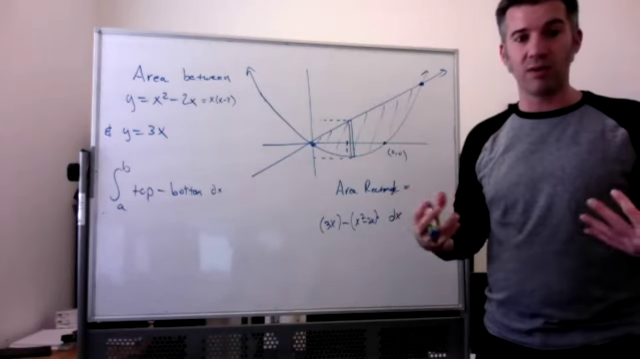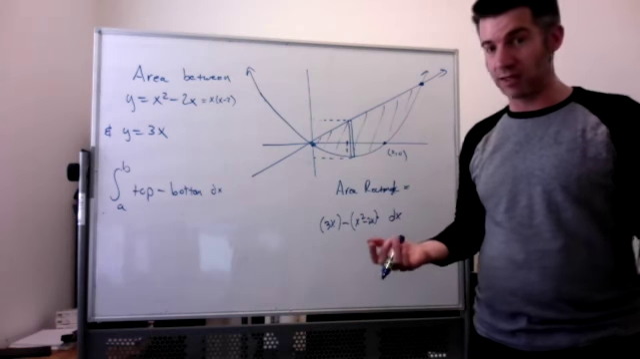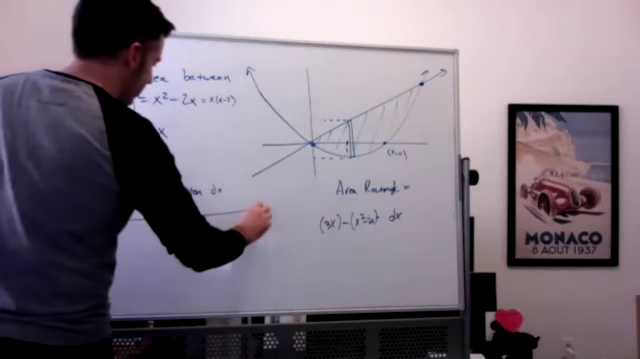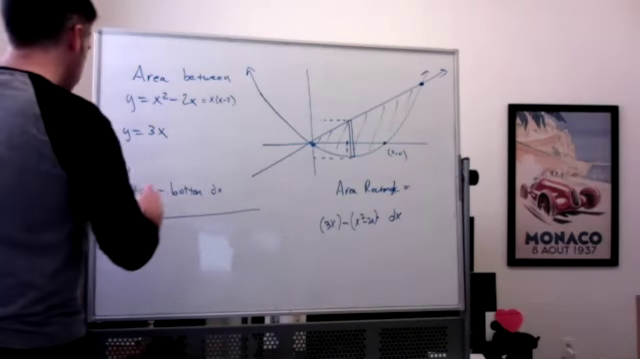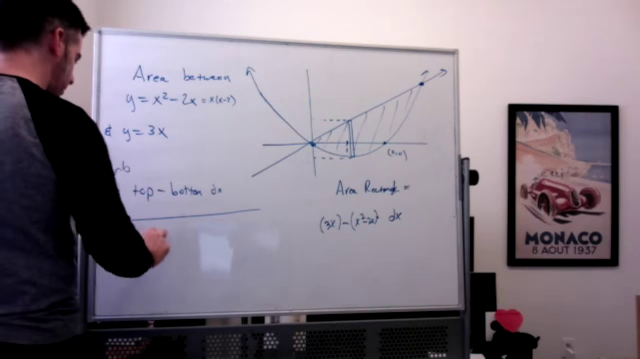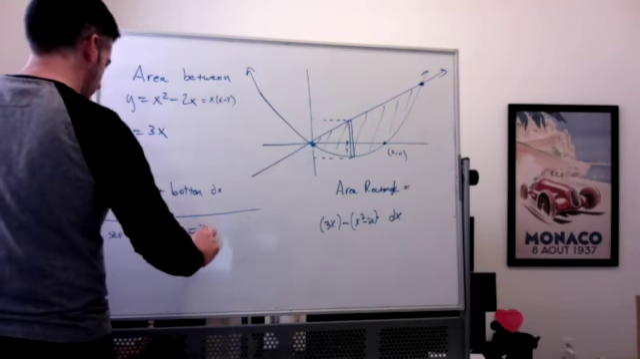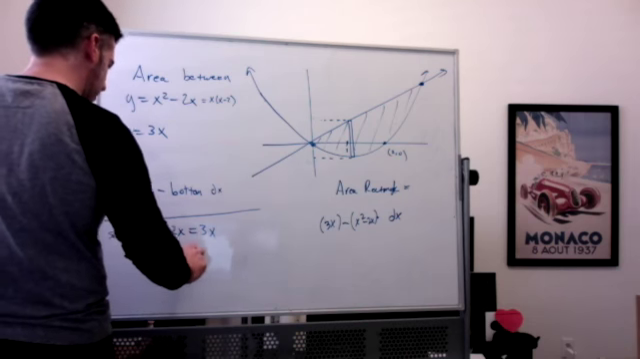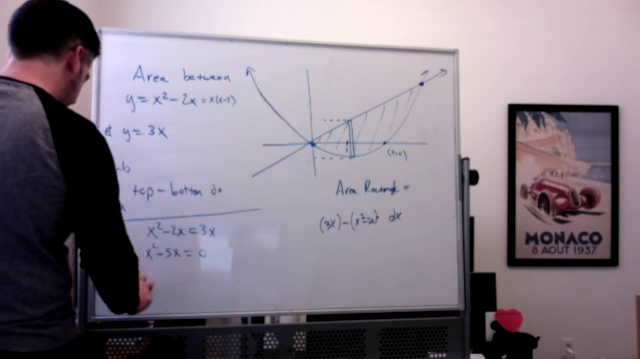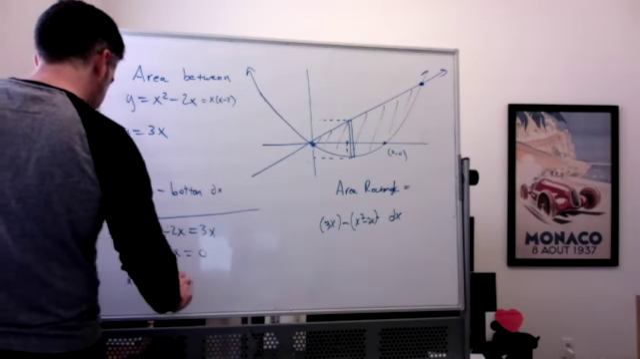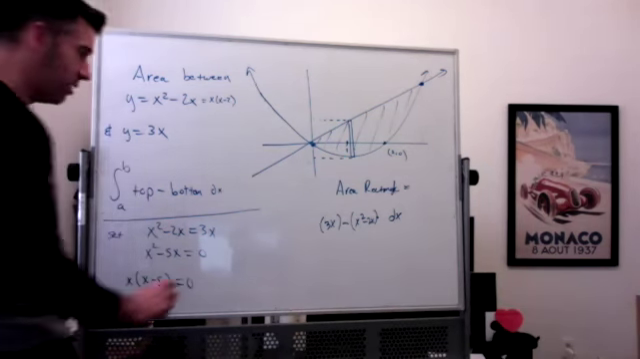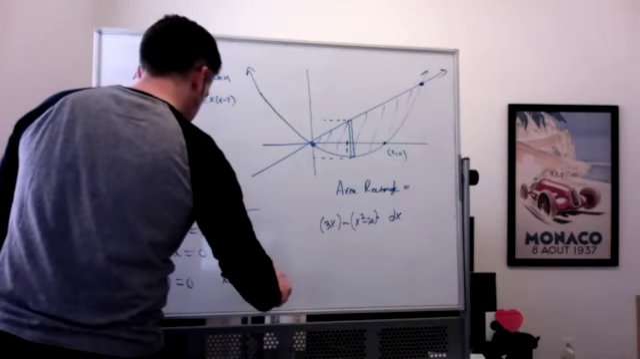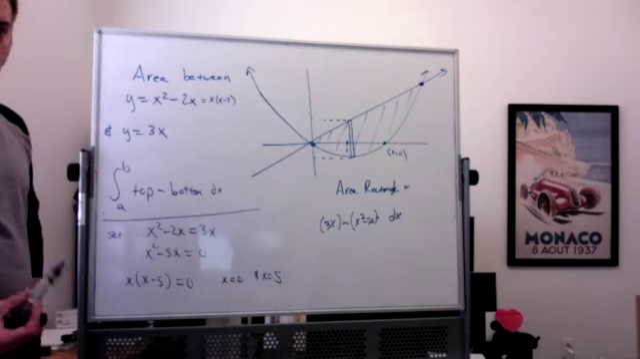But an easier way to do this, or a way to do it without actually having to graph the things, is, well, first you have to find where they intersect. So how do you find where two functions intersect? You set them equal to each other. So we're going to set x squared minus 2x equal to 3x. Subtract the 3x, you get x squared minus 5x equal to 0. Factor out an x. So x times x minus 5 equal to 0. So our points of intersection are x equal to 0, x equal to 5. So those are going to be our limits of integration.